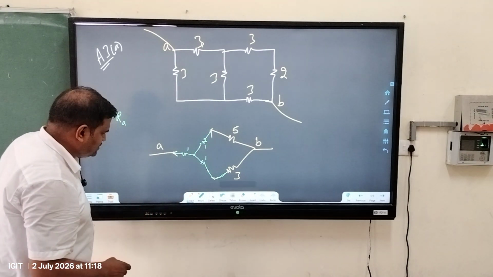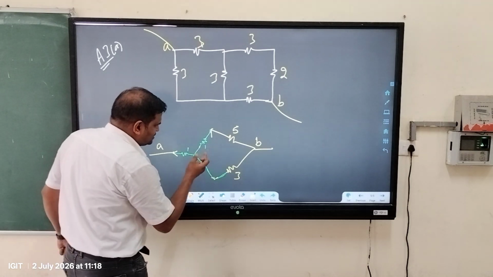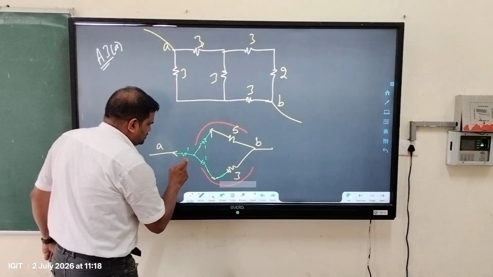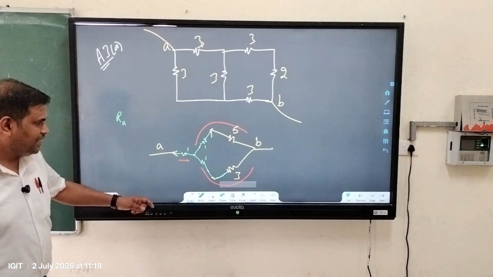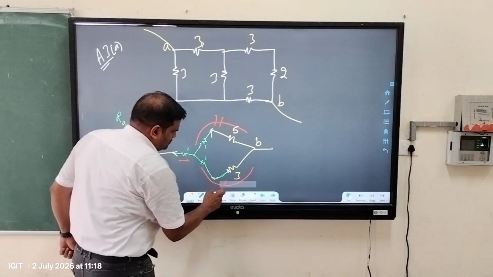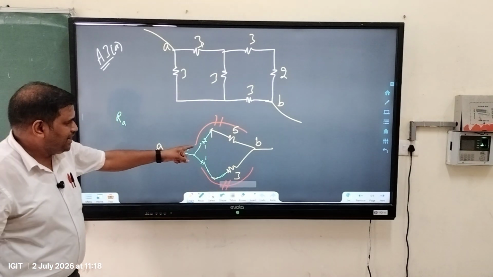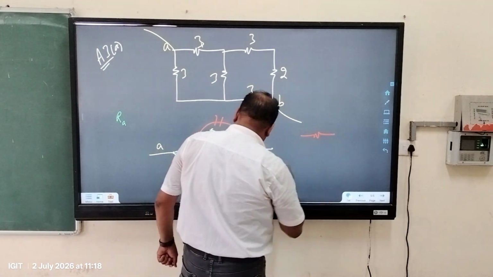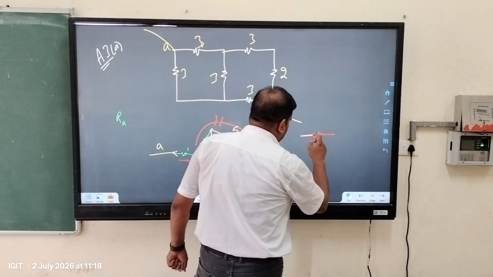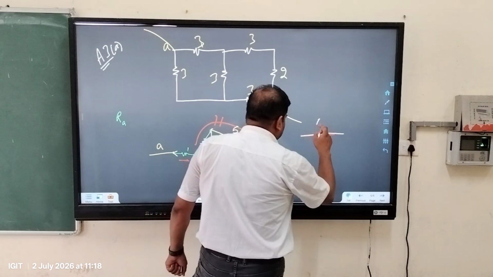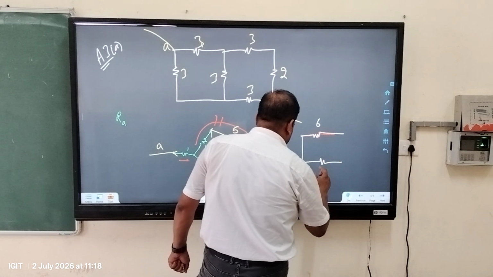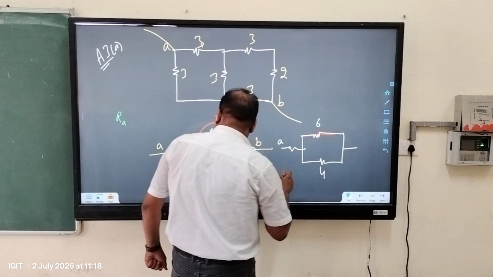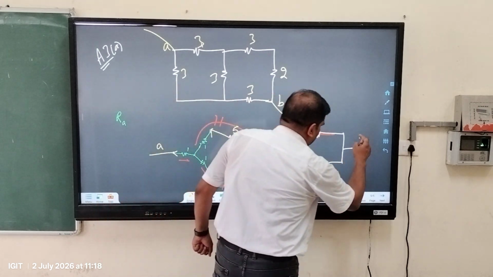Now once these star resistors are available, this is easy because these two are in series, these two are in series, and these two are in parallel. So we can add 1 and 5, that is 6, and the other side it is 4, and this side you have got A, and this is 1, and this side you have B.